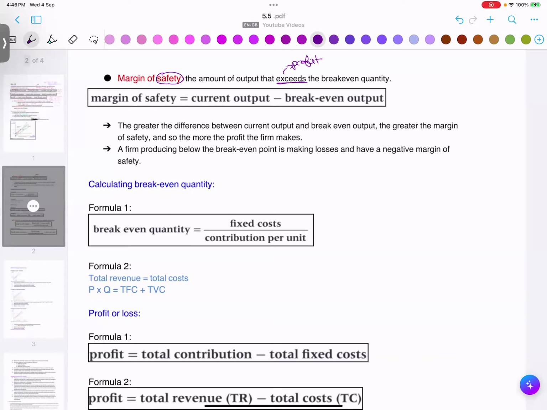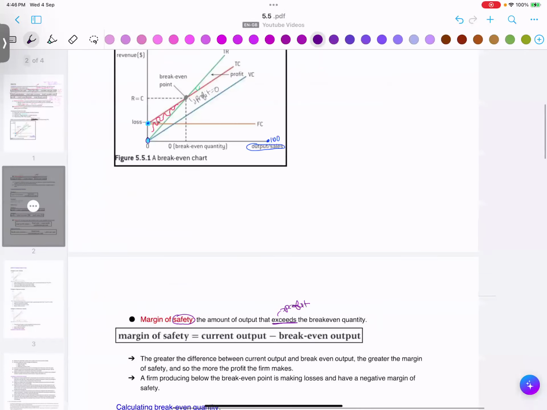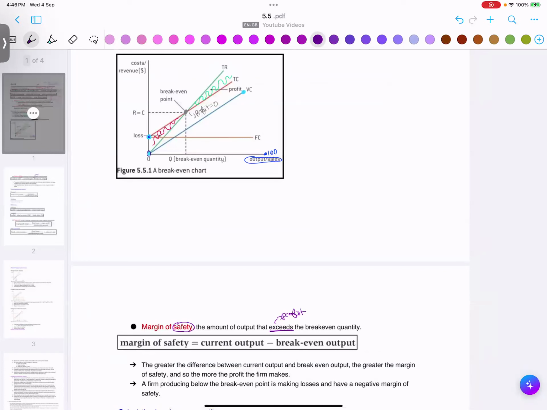This is how you calculate it. So basically, if the business's break-even output is, let's say, we're going to correspond it to this. Okay, let's say the break-even output is 40, right? And they end up producing approximately 80, let's say. So their margin of safety is 80 minus 40, which is 40. When the margin of safety is positive, then they are making a profit, right?